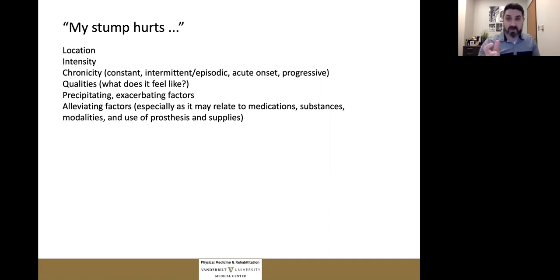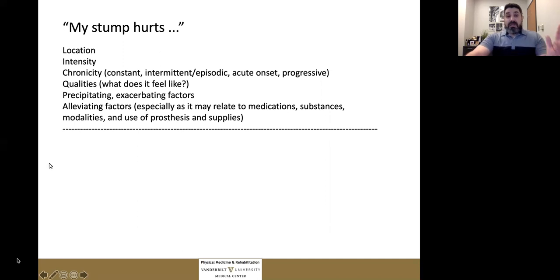We need to know this in the context of what else is going on. Modalities, right? So heat, cold: I put some heat on it and it feels better, or I use cold, or I use these creams, or anything. And especially, how does it relate to use of their prosthesis and prosthetic supplies? So this is sort of the exercise we go through.